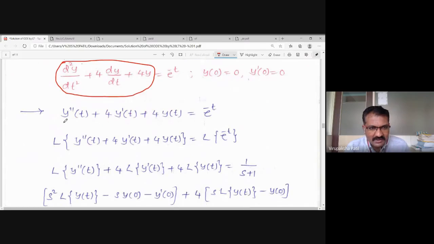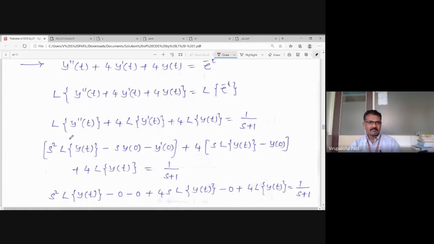Now after writing this in this format, we have to apply the Laplace transform to this. L of y double dash of t plus 4 into y dash of t plus 4 into y of t. Then this is equal to, here it is not 0. If it were 0, you would have kept this as it is. So for this part also, which is in terms of t, you need to apply the Laplace transform of e to the power minus t.